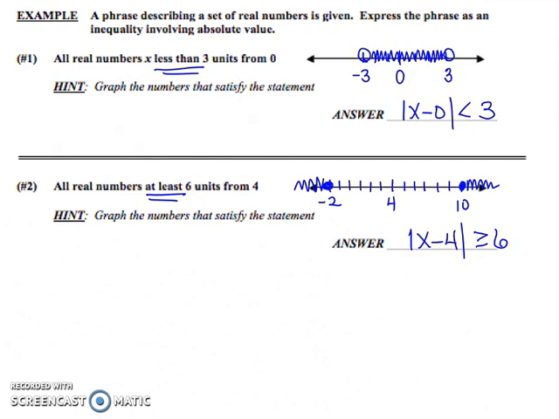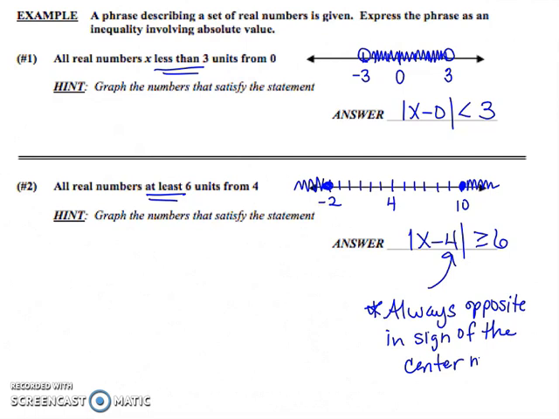I want to make a little note here, because for all of the examples that we've had, this number right here was always x minus whatever the center was, but the center of our graph was always a positive value. What if the center of our graph is -7? Well, that number there is always opposite in sign of the center number. So if our center number was -7, then we would see the absolute value of x minus -7, which would be x plus 7. So it always looks like it's opposite of what it is.